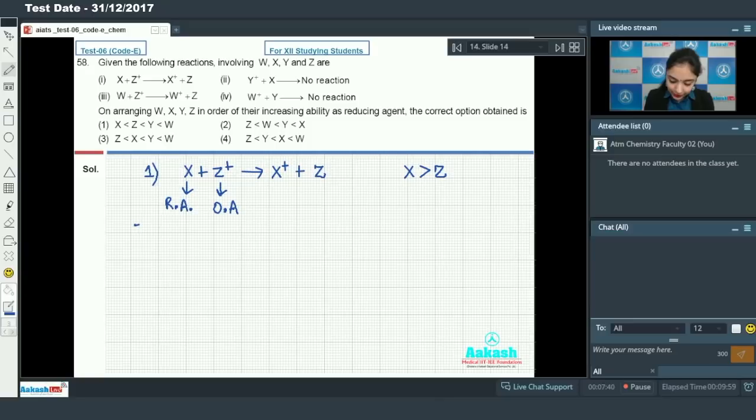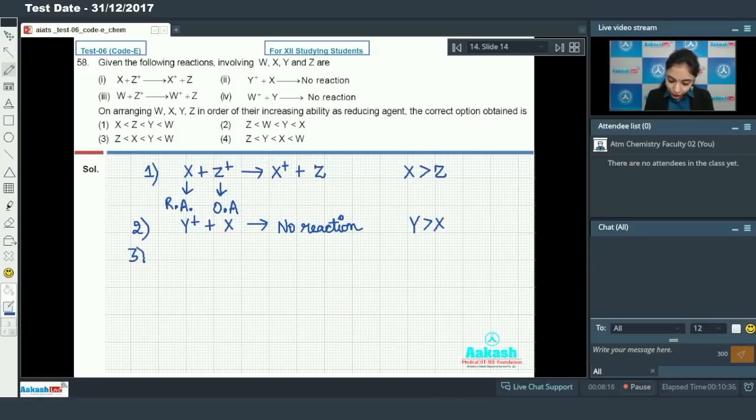Now in the second equation we have Y plus X, which is giving no reaction. So here X is not able to reduce Y plus, so we can say that Y has a greater reducing ability than X. So Y will have greater reducing ability than X.